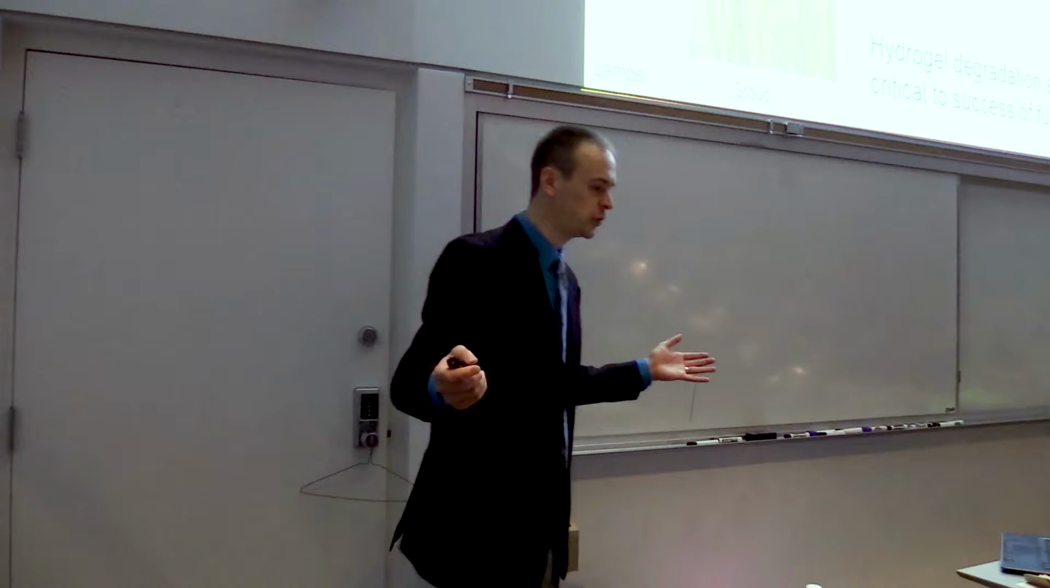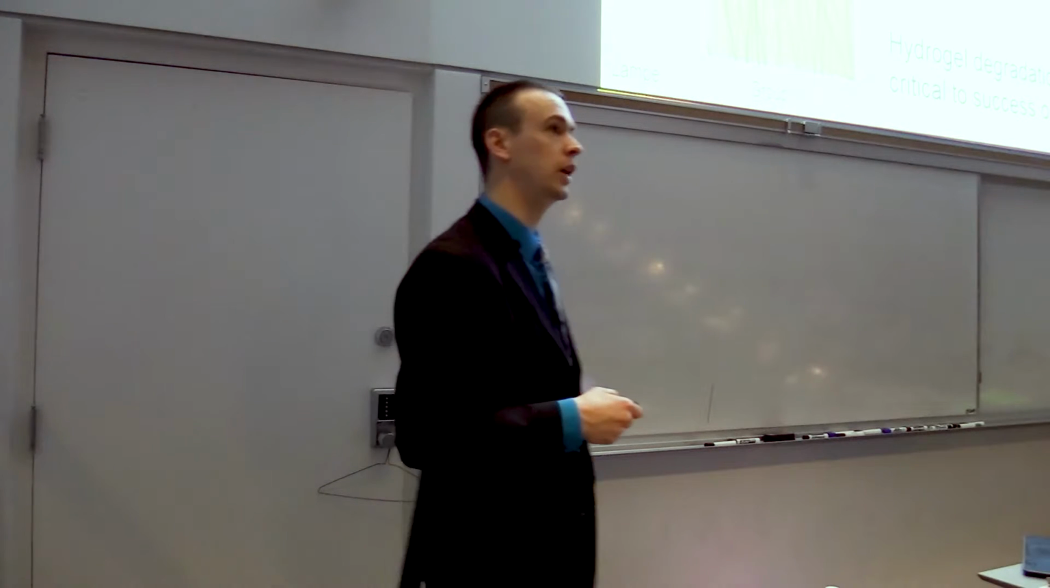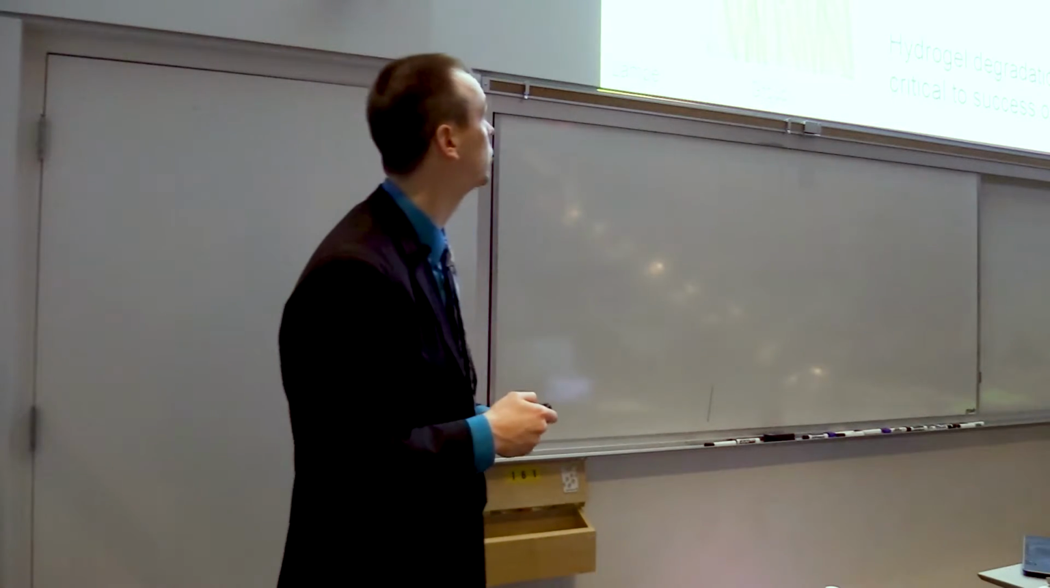So the first bit here, just to summarize, right? We have stem cells that can survive and grow in the context of these synthetic hydrogels. They make more of themselves, they proliferate, and we can, at some level, control that. In the absence of certain cues, they'll mostly grow as these kind of spheroids, these little balls of cells that proliferate but kind of stay in that local area.